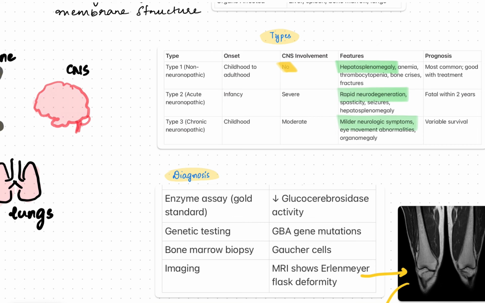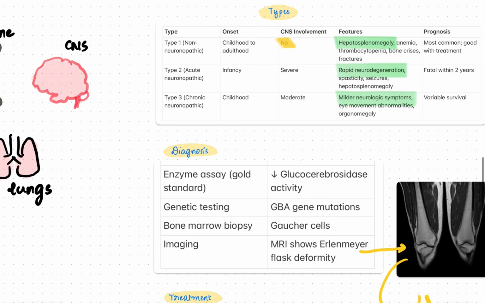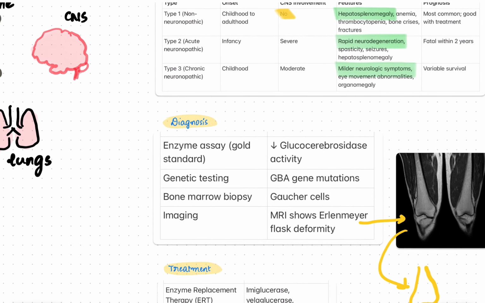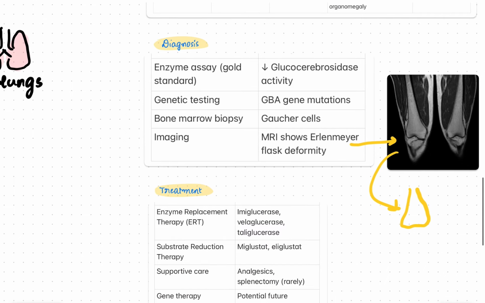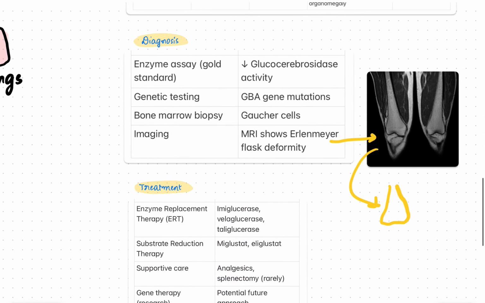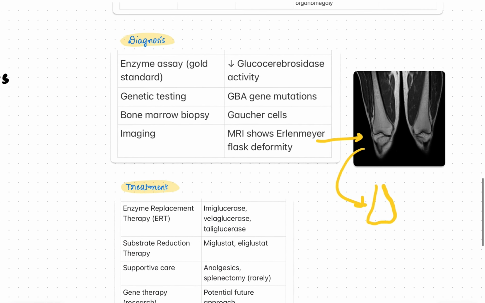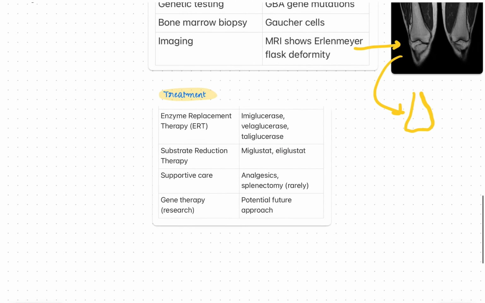The diagnosis is by enzyme assay, which is the gold standard. There will be a decrease in glucocerebrosidase activity. Genetic testing shows GBA gene mutation. On bone marrow biopsy, we can see Gaucher cells, and on imaging, MRI shows the Erlenmeyer flask deformity. On MRI we can see the same, and the picture shows the same here.